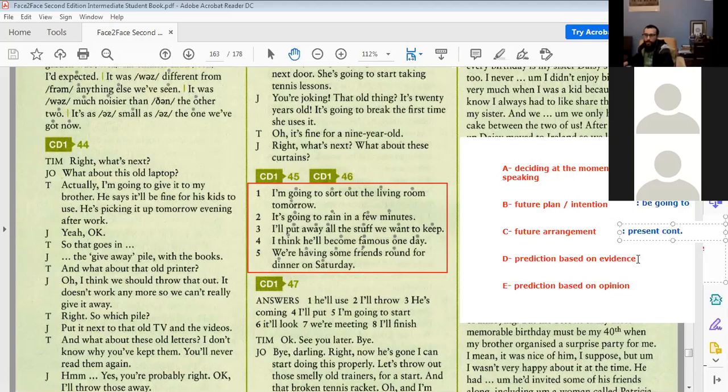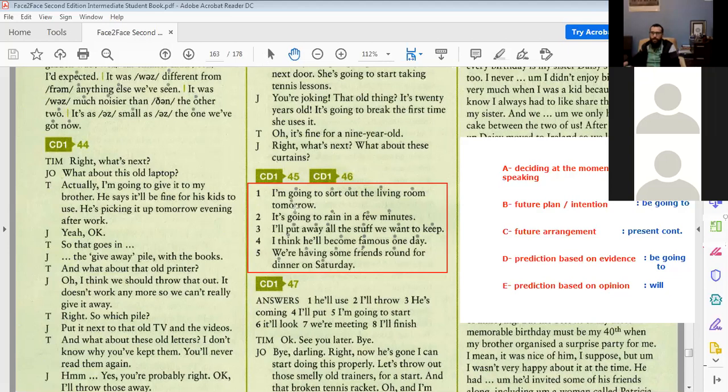What about a prediction based on evidence? What do we use? Be going to. Correct. We use be going to. If you want to make a prediction based on evidence, you should use be going to. What about a prediction based on opinion, not on evidence? What do we use? Will. Right. Correct. So if it's just based on opinion, we use will. Okay, so maybe this will help you choose.